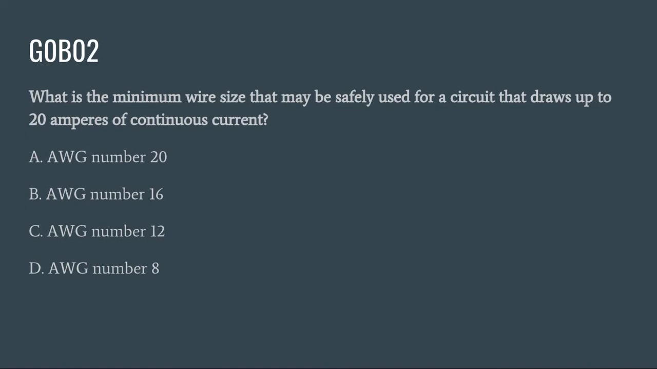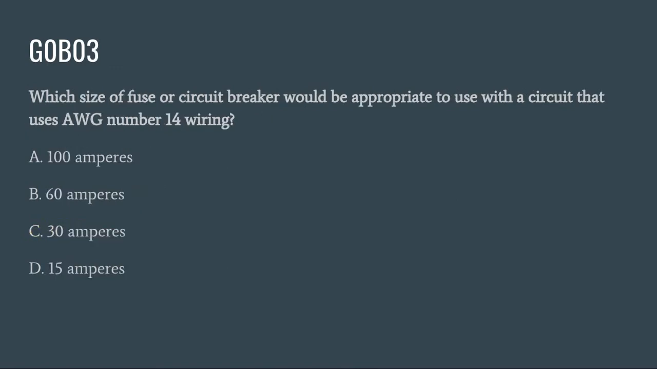G0B02, what is the minimum wire size that may be safely used for a circuit that draws up to 20 amperes of continuous current? A. AWG number 20. B. AWG number 16. C. AWG number 12. Or D. AWG number 8. Correct answer C. AWG number 12.